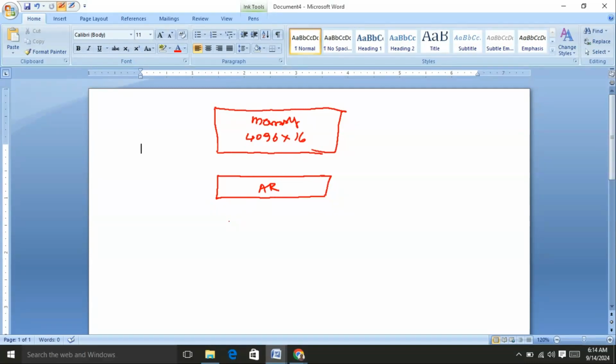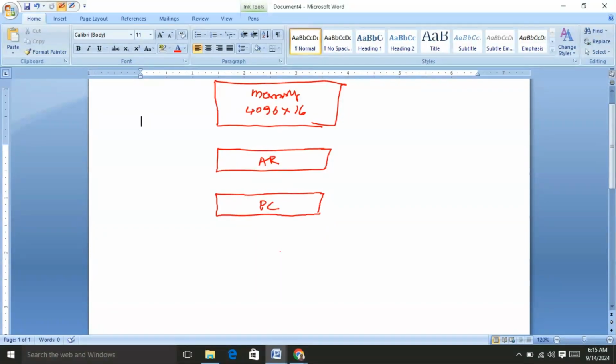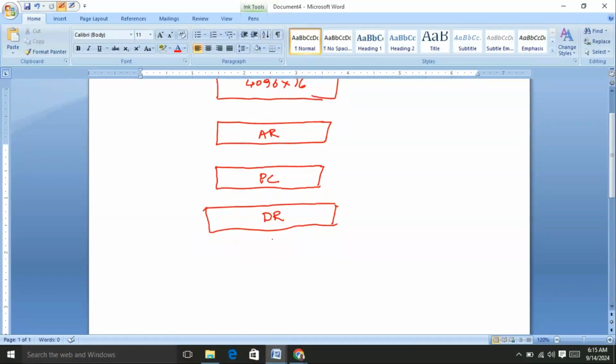For the address register, the address is supplied from the program counter we already discussed, that is PC. So below that one, I write the PC, the program counter. The program counter consists of the address of the next instruction. Suppose we fetch the data from the memory by using this address, we store the data within the data register. Hence, below that one, I write the data register. After fetching the data, we process the data. Hence, below the data register, I write the processor register, that is the accumulator.